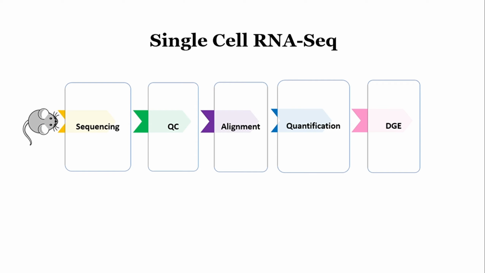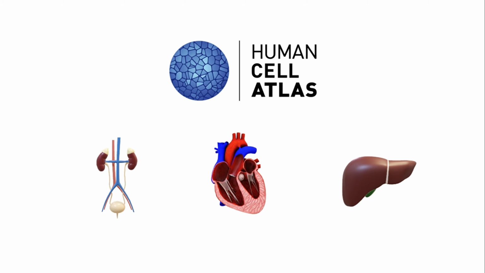Since then, the field has rapidly evolved with the development of various experimental techniques, computational tools, and large-scale projects like the Human Cell Atlas, which aims to chart the types and properties of all human cells across all tissues and organs to build a reference map of the healthy human body.